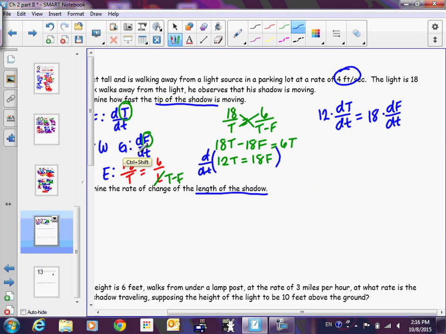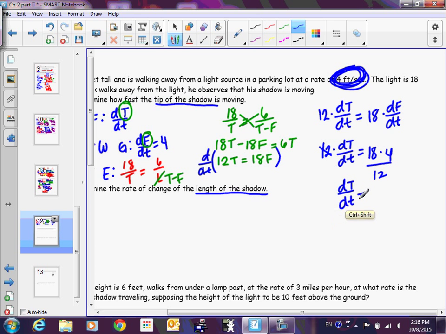And I didn't fully write my given over here. Did you guys notice that? They gave us df over dt, and it equals 4, from right here. I didn't write it over there. So I'm looking for dt over dt. That's going to equal 18 times 4. And then the only thing you need to do to solve from here would be to divide by 12. And you should get 6 feet per second. And that's your answer. So there's a little bit more setup on these problems, but the deriving part is actually pretty easy.